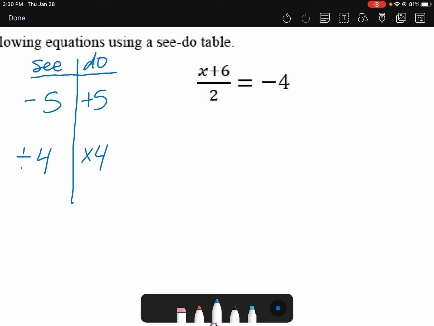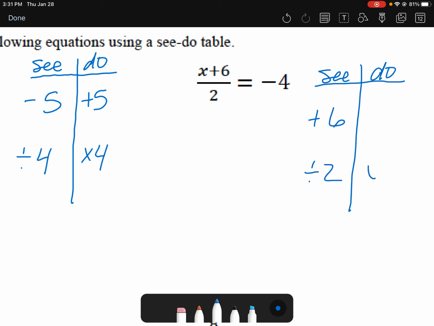So before we solve that, I'm just going to go over here to this problem next to it, make another CDO table. Again, I'm worrying about the numerator first. So first, the x is being added by 6. And then I'm dividing it by 2. So when I create the do part, I'm going to do times 2 and then minus 6. So the numerator first and then dividing it by 2.